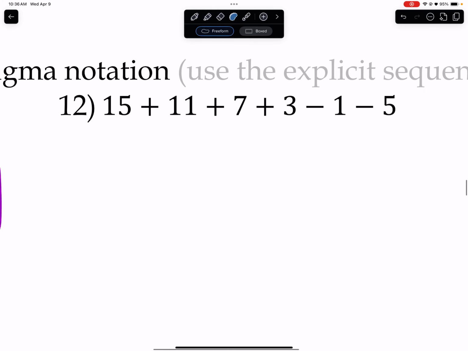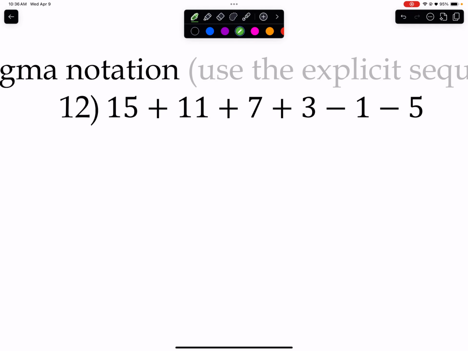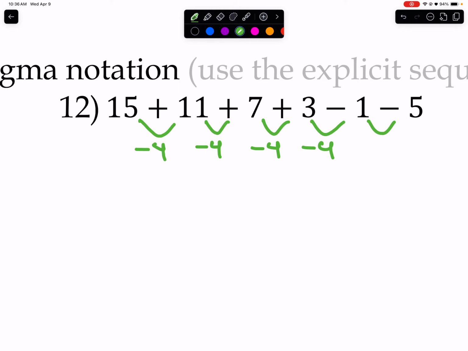Now looking at the second one. Same idea: I'm looking from 15 to 11 to 7 to 3 to -1 to -5. So my common difference here is subtracting 4. You don't have to write it for every single one. I just like to out of habit.